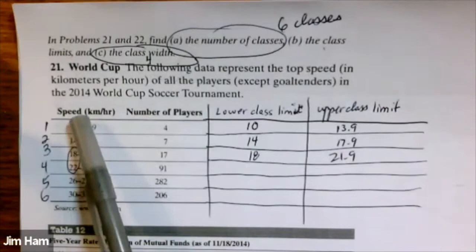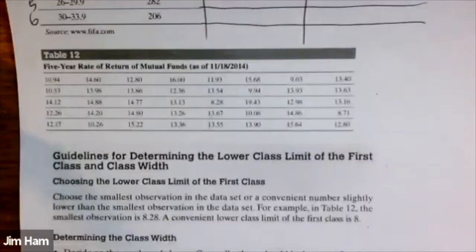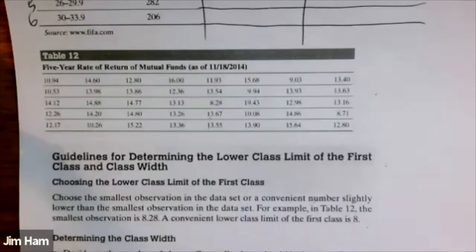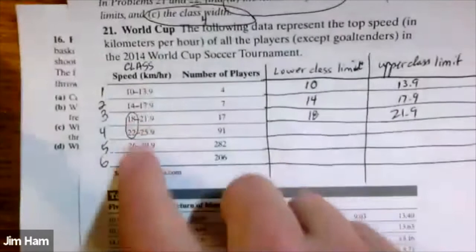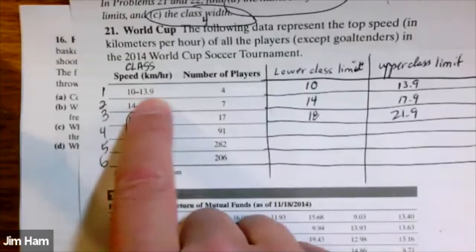Here's the class. In this case, these are speeds. Now, eventually, we're going to get a raw data set like this, and we're going to establish the classes ourselves. Usually in our problems, if we have, I don't know, 40 data values, maybe a good number of classes would be 7 or 6, but usually they'll tell us how many classes they want. In this one, they would have said, we want 6 classes. And then we're going to figure out what the lower class limits and the upper class limits are of each of the classes of the table.